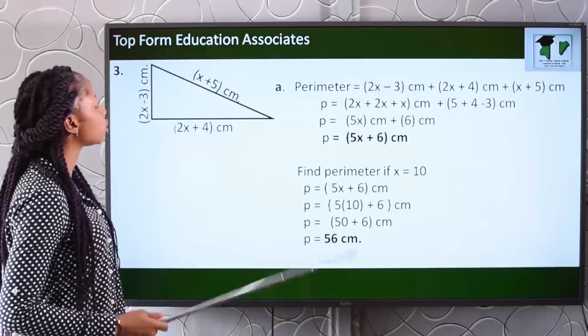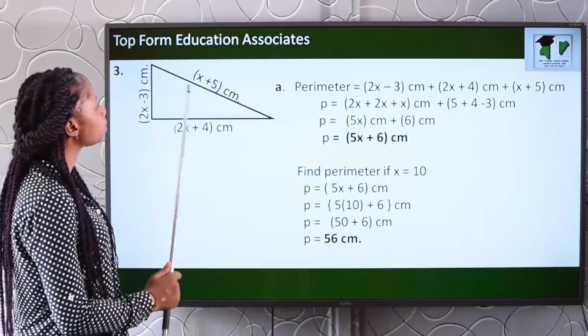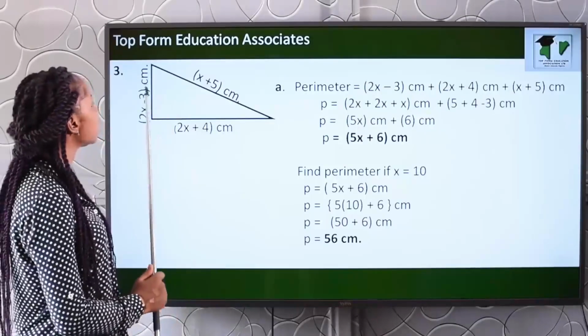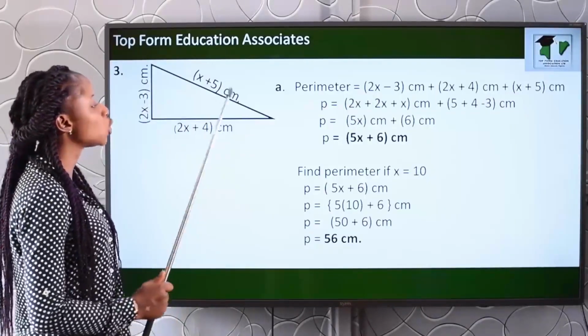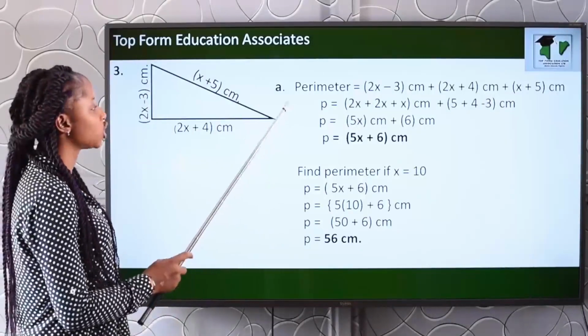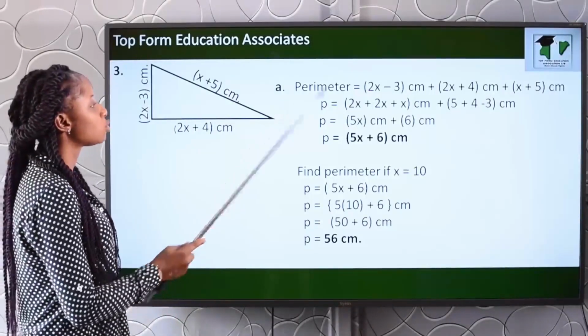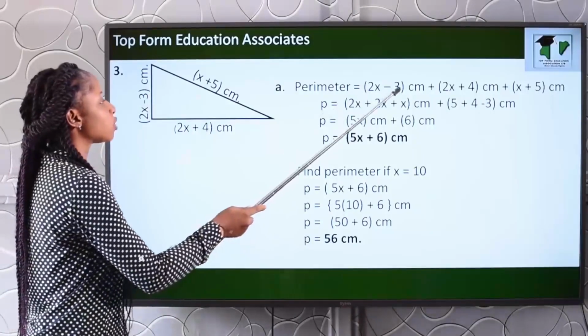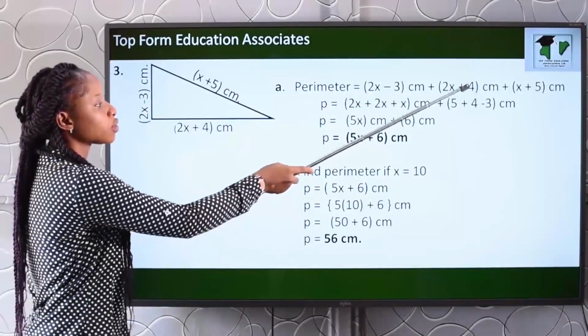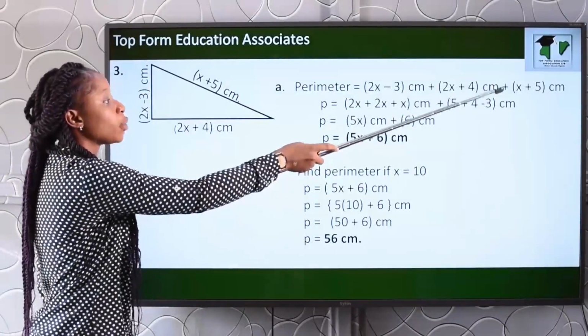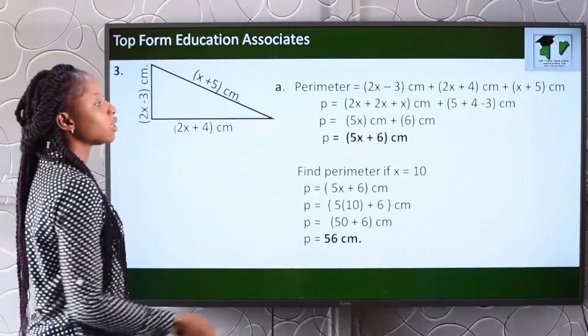Now, the next question. We're given this triangle. Merely looking at it, you see that it's the scalene triangle, and we're given the values. The A question says we should look for the perimeter. So we impute the values in the formula: 2x minus 3 centimeters plus 2x plus 4 centimeters plus 8 plus x plus 5 centimeters.